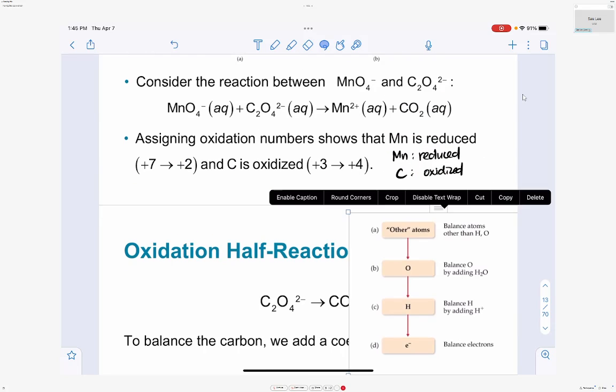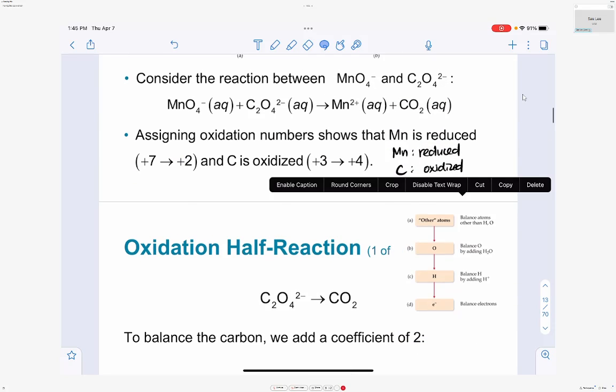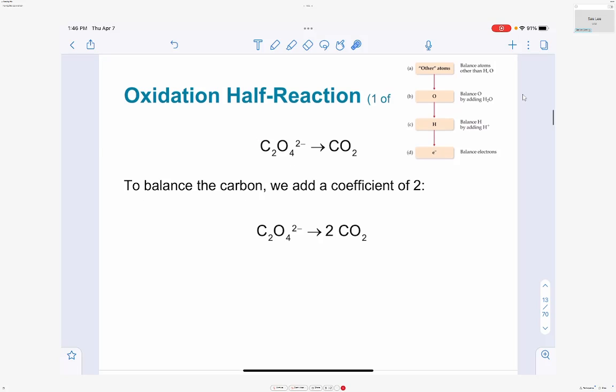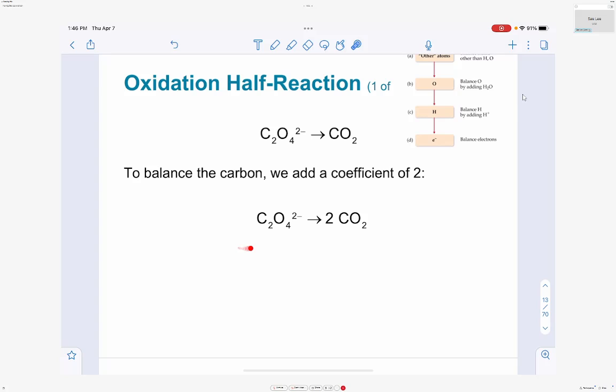Again, we're going to keep this chart along. The step after writing the half reactions is to balance atoms other than hydrogen and oxygen. For this oxidation half reaction, we need to balance the carbon first, since any other atom besides oxygen and hydrogen is carbon. Since the reactant side, the left side, has 2 carbons and the right side has 1 carbon, we're going to add coefficient 2 to the product side in order to balance the number of carbons.